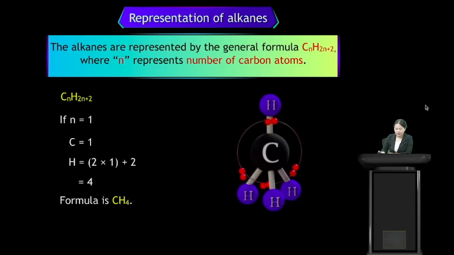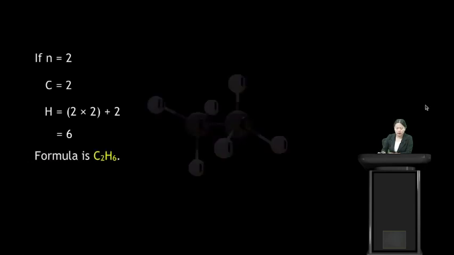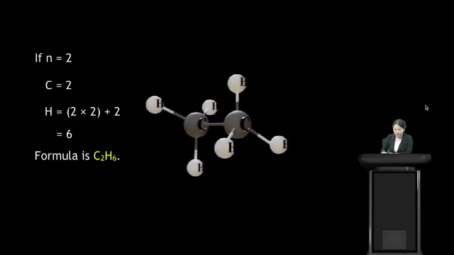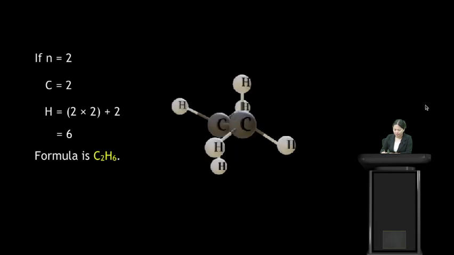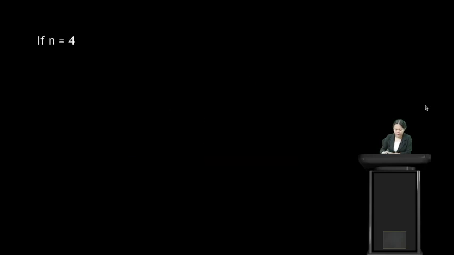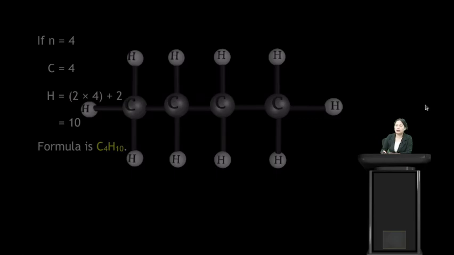So we get methane. If n is equal to 2, C will be equal to 2. H will be equal to 2 × 2 + 2, so we get 6. So the formula of alkane, if n is equal to 2, will be C2H6. So we get ethane. If n is equal to 4, then C will be equal to 4. H will be equal to 2 × 4 + 2, so we get 10. So the formula of alkane, if n is equal to 4, will be C4H10.